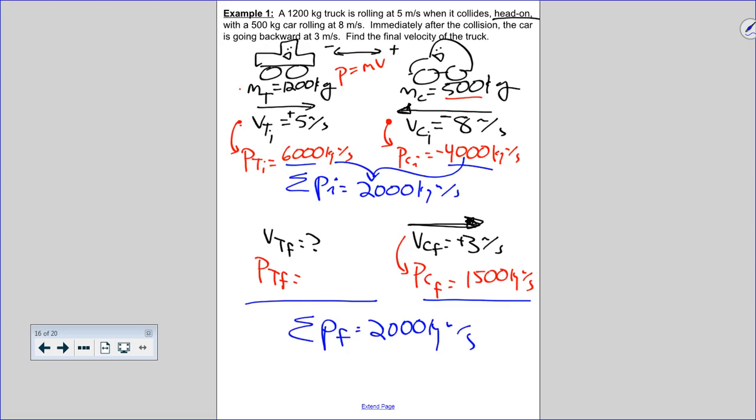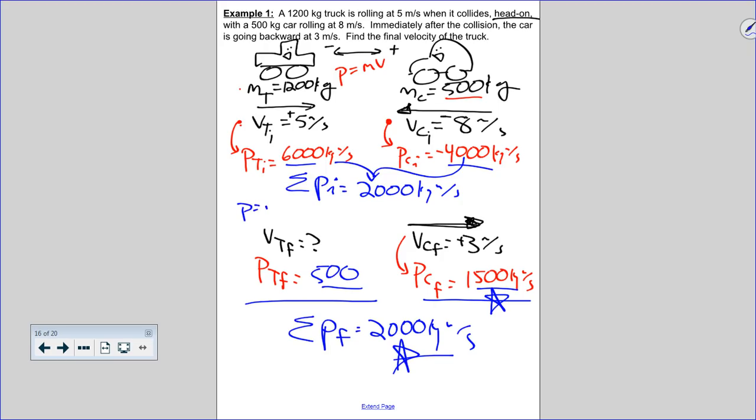So that means that, let's see, if the car's final momentum is 1,500, but the total is 2,000, that means we must have another 500 here, right? So that 500 plus 1,500 gives us our 2,000. Okay? And now I can find my velocity, right?